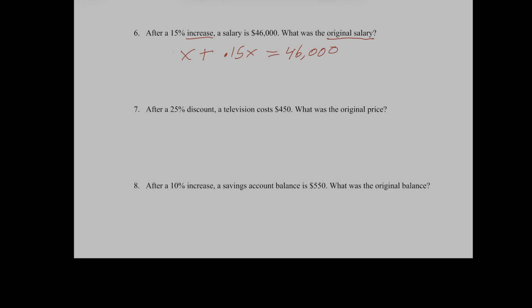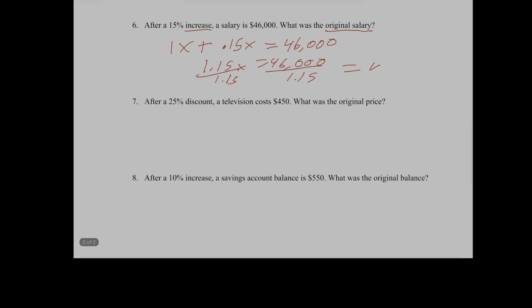Now, what is 1x plus 0.15x? That's 1.15x equals 46,000. If I divide everything by 1.15, I put in my calculator 46,000 divided by 1.15, and you're going to get $40,000. So once this person got a 15% increase, they started at 40,000, and hey, they're at 46. That's kind of cool.